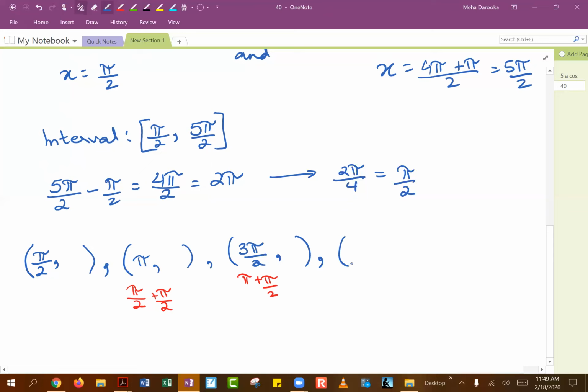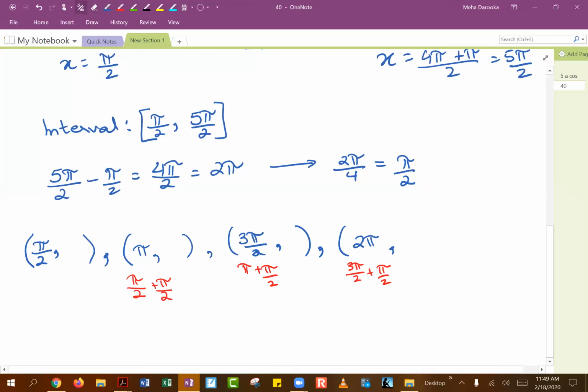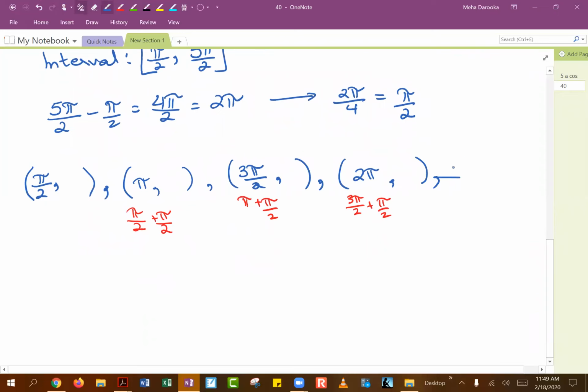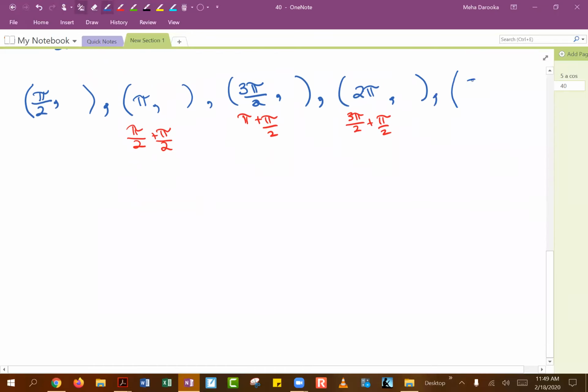Okay, the fourth ordered pair, 3 pi halves plus pi halves will be 2 pi. Very nice. And the last one, our fifth point. Very good, yeah. Okay, 5 pi over 2. And then your corresponding y values for all of them.